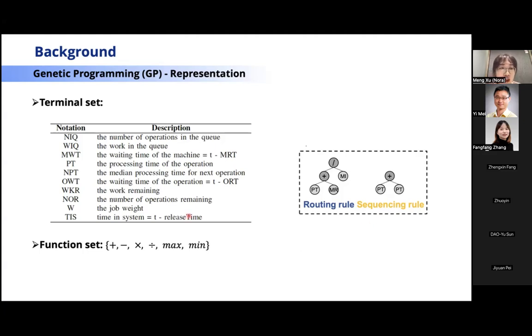And here I give a table. This table represents an example of normally used terminals and the functions to construct the routing rule and the sequencing rule. The terminals should represent some scheduling states at decision point, like the number of operations in the machine's waiting queue, or the processing time of the operations by the machine. And the function side can include some normal functions like add or max or min.